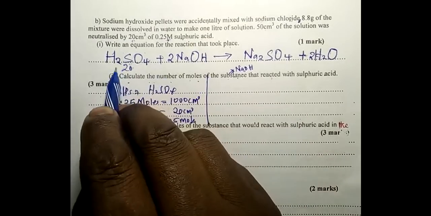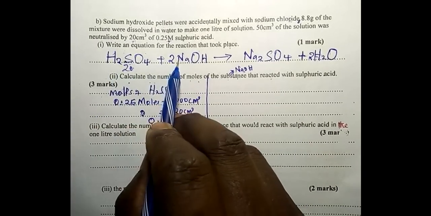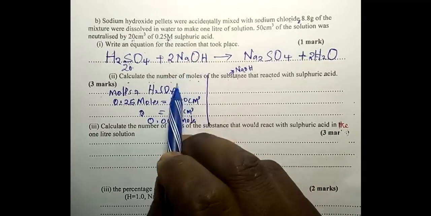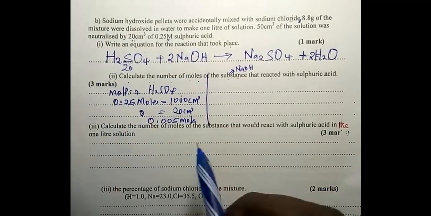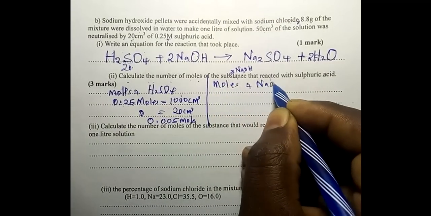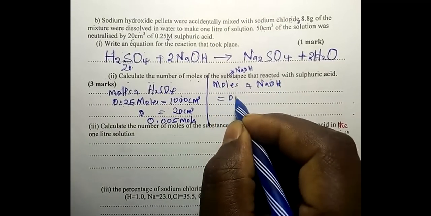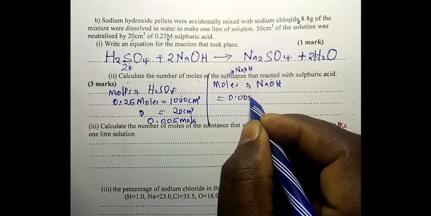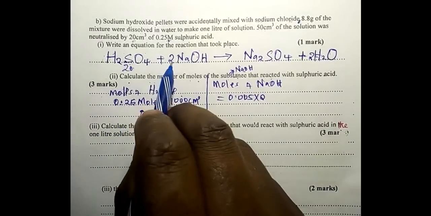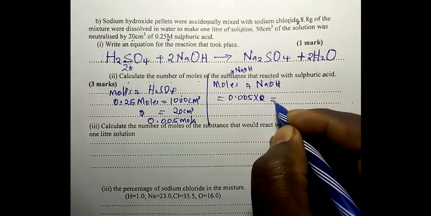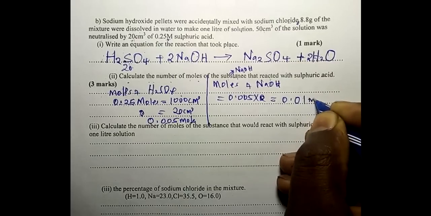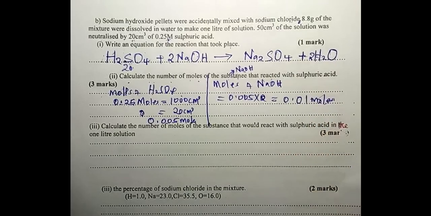Since the mole ratio for sulfuric acid and sodium hydroxide is 1 to 2, it means that the number of moles of sodium hydroxide is going to be twice the number of moles of this. So moles of sodium hydroxide is 0.005 times 2 because of the ratio. This is 1 and this is 2. What about 2? This will give us 0.01 moles. That is it.